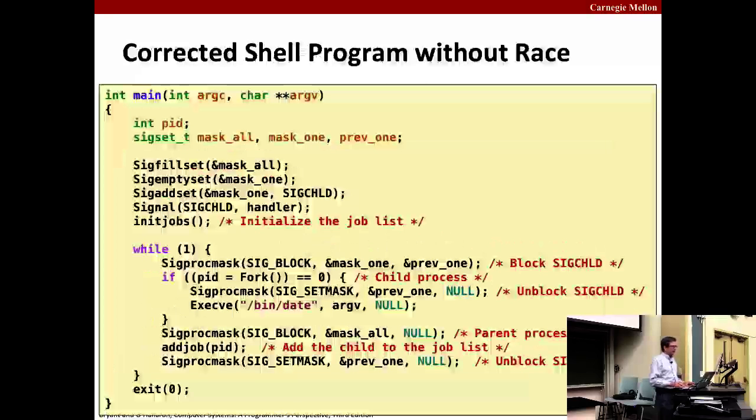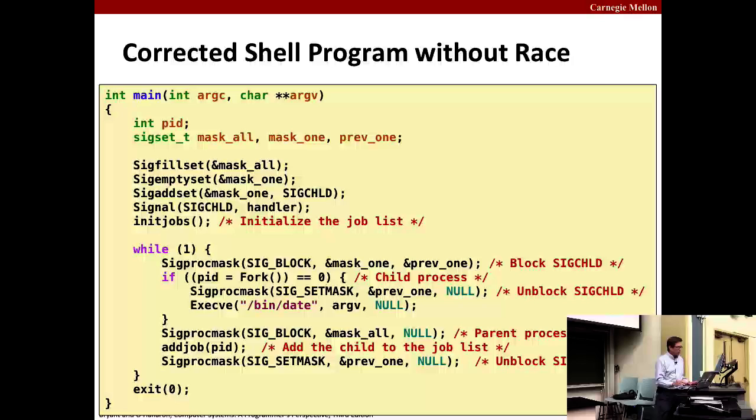All right, so here's how we would fix that. What we have to do is somehow avoid the possibility of the child handler executing before the parent can add the corresponding job to the job queue. Now, we can't control whether the child executes first or the parent executes first, and we can't control how long the child runs, but we can control when the SIGCHLD handler runs because we can block signals.